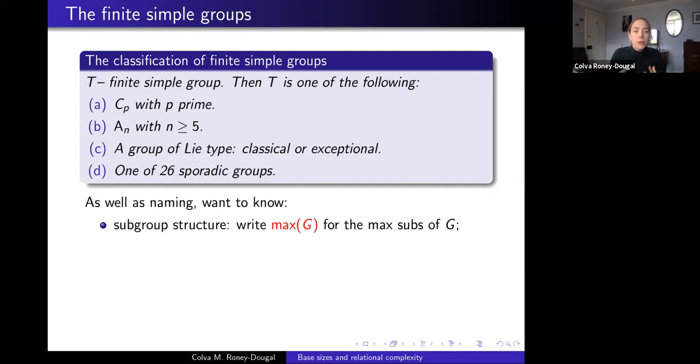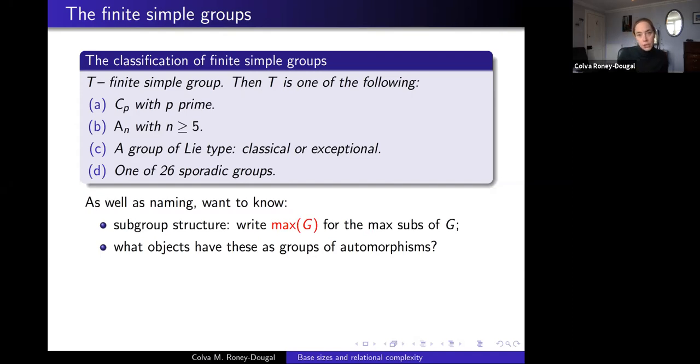Well, that's a group theorist's way of thinking about something we might want to know. An equivalent statement is to say, how can I represent these groups? How can I think of these groups as groups of permutations? How can I think of these groups as groups of matrices? Or, more combinatorially again, what kind of objects have these things as groups of automorphisms?